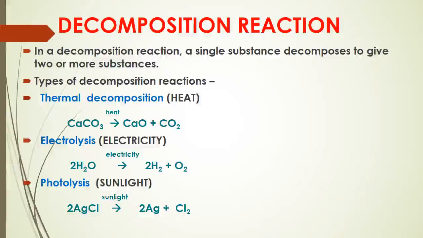Electrolysis in the presence of electricity. Water in the presence of electricity decomposes into hydrogen and oxygen. Photolysis, sunlight. Silver chloride in the presence of sunlight will be converted into silver and chlorine. Silver chloride is white salt. In the presence of sunlight, white color salt will be converted into gray color.